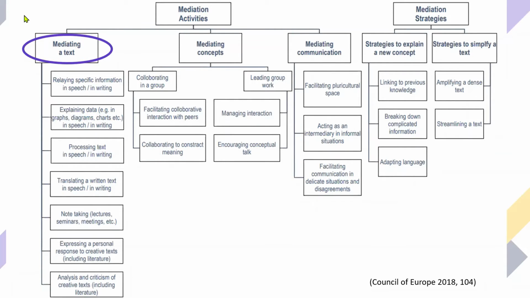We would like to take this opportunity to apologise for the 2 or 3 spelling mistakes in this, but it's straight from the Council of Europe, so you can blame them. Maybe a small prize if you can spot the 3 spelling mistakes, but no, concentrate on Victoria. Mediating a text, Victoria.